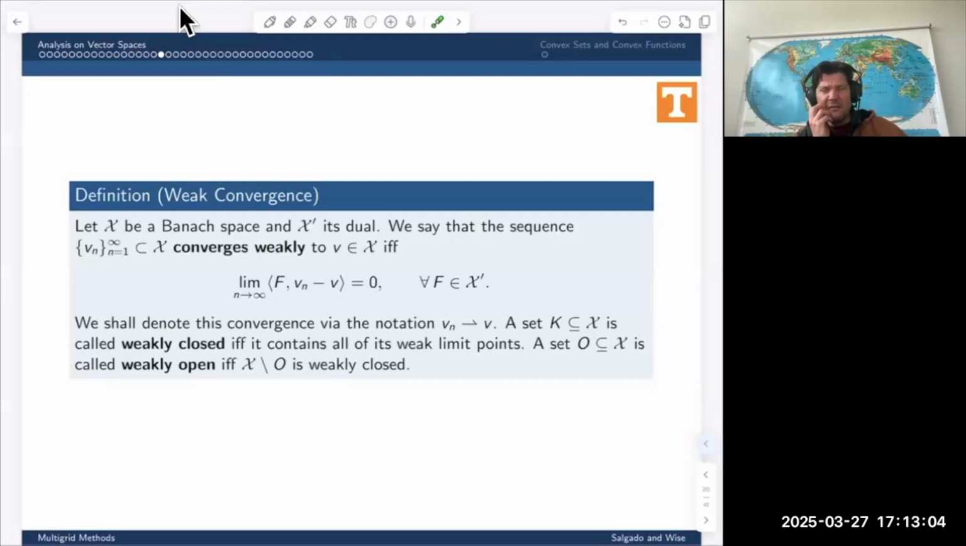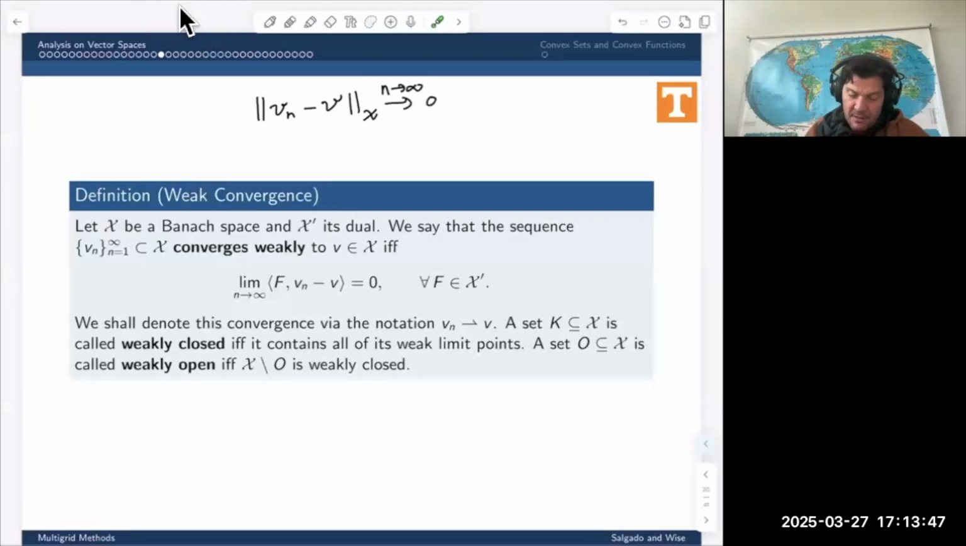And if there's a weak convergence, that probably means there's a strong convergence, right? And the strong convergence is just the usual norm convergence. Remember, what does it mean to converge in norm? It means that, if I have a Banach space X and a norm associated to that, then v_n converges to v if the norm of v_n minus v in X goes to 0 as n goes to infinity, right? That's the norm convergence, and that's what we call the strong convergence.